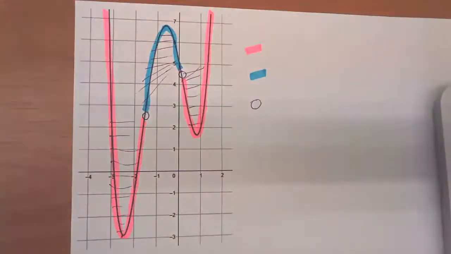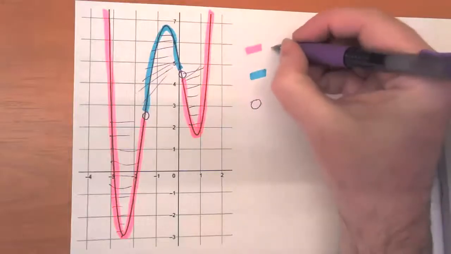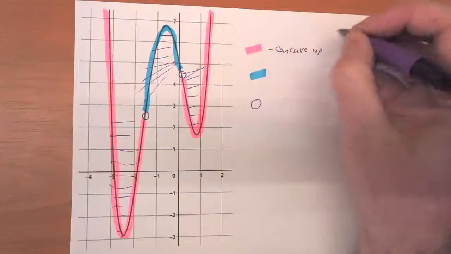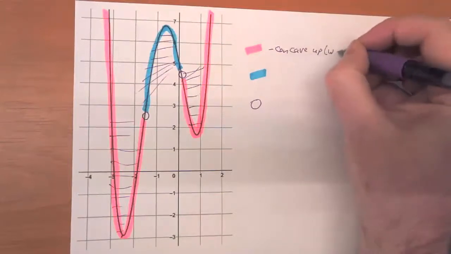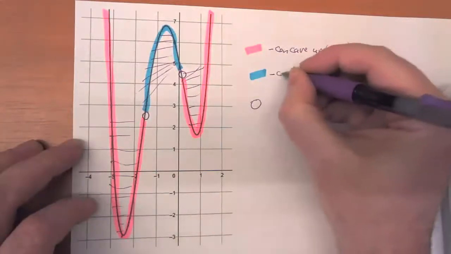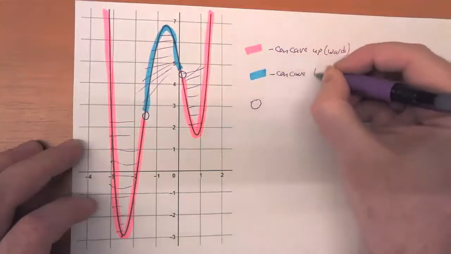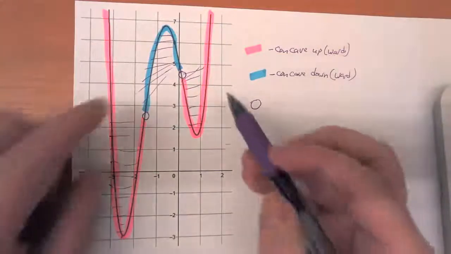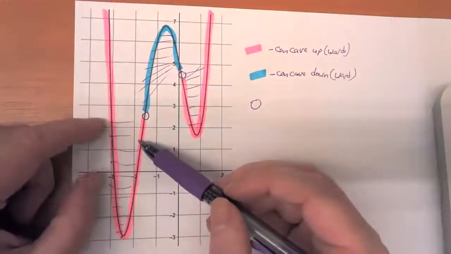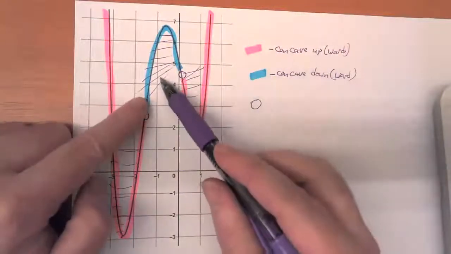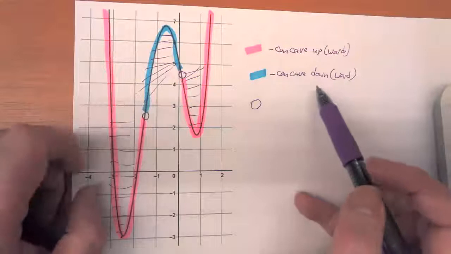There's special vocabulary we're going to use for this. This pink section we're going to refer to as concave up, or concave upward. We could describe that either way. And the blue section we will call concave downward. The way I remember this is if that section of the graph looks like an upright cup, that would be concave up. If it looks like an upside down cup, then it would be concave down.